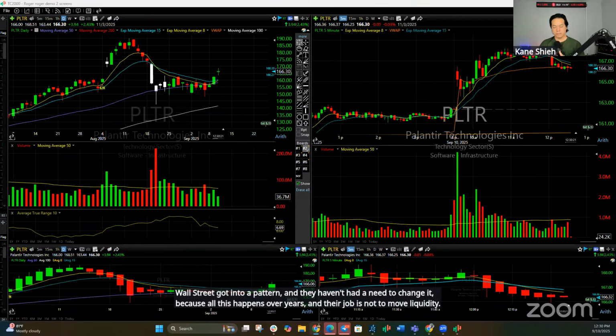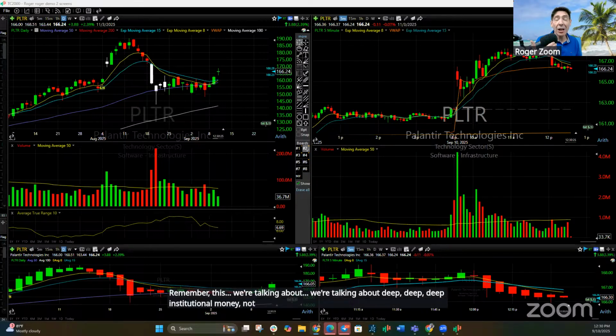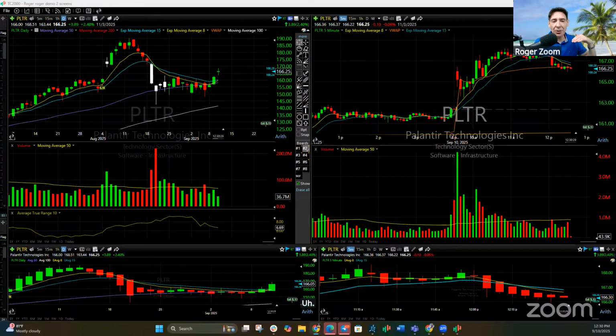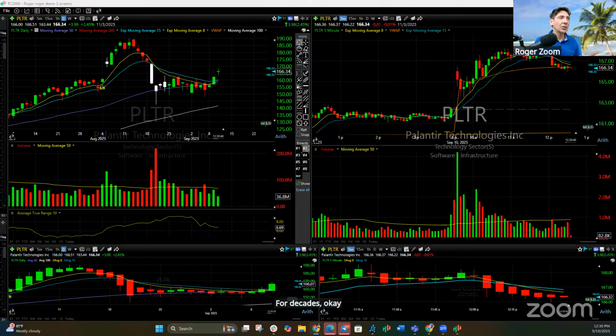Remember, we're talking about deep institutional money, not even hedge funds who are there to outperform. We're talking about your pension funds, where they're not trying to outperform the market. They're just trying to keep liquidity. Think about how much money is in pension funds. Those algos have not been changed for decades. For decades. So don't be a turkey in November. You get what I mean.